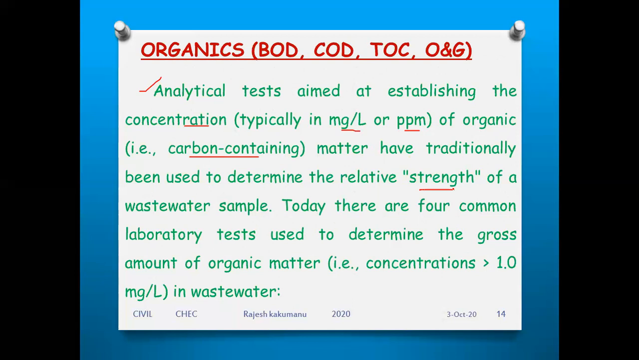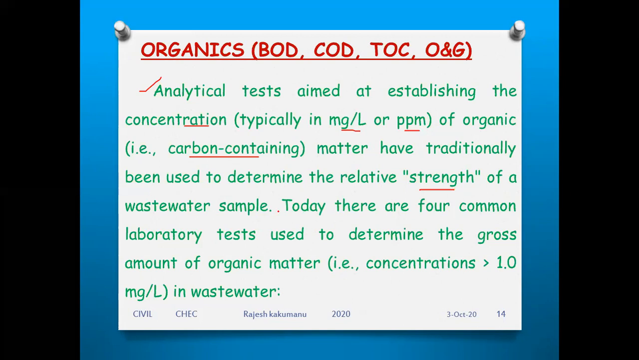So we are having 2 types of wastewater collection. In the first class we discussed grab sampling and combined sampling. That is only collection. Collection is of 2 types, grab sampling and combined sampling. Tests are of 4 types, BOD, COD, TOC and O&G.